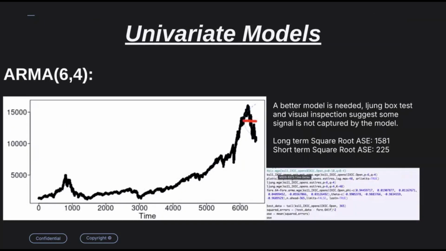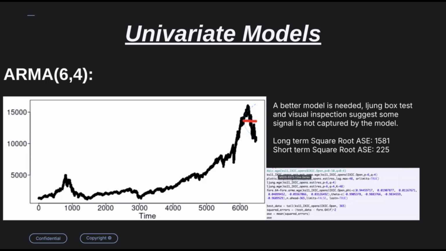Now, I want to introduce our univariate models. We start with the ARMA 6,4 model. We did a Ljung-Box test after visual inspection, and it suggests some signal is not captured by the model. Due to the limitation of the ARMA model, as you see in the figure, the red line forecasts an almost straight line after the end of the data we want to forecast. The long-term square root ASE is 1581, and the short-term square root ASE is lower than the long-term, at 225.